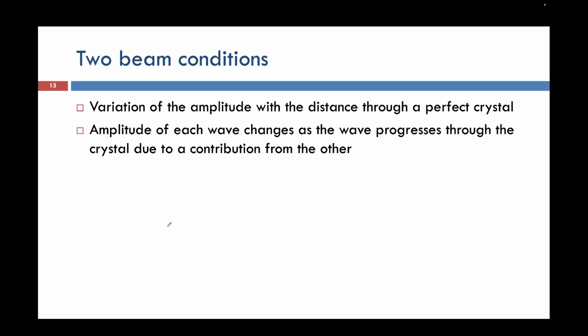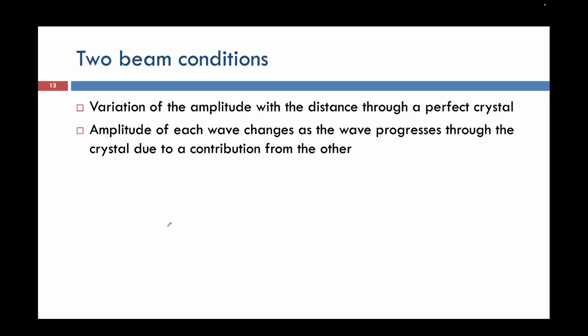Okay, and the 2 beam condition, so what do we generally get from this 2 beam condition? Variation of the amplitude with the distance through a perfect crystal. As of now we are assuming that there are no dislocations, no defects associated with our crystal, right? As of now we are saying that in this 2 beam condition, whatever amplitude is there in our material, it gives us the variation of the amplitude with the distance.